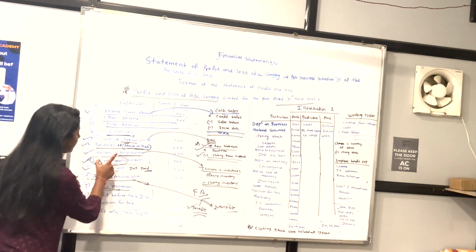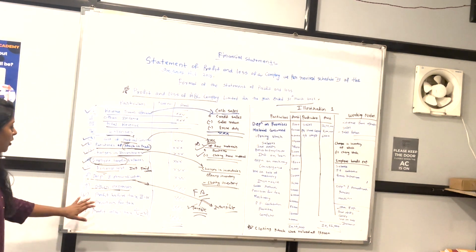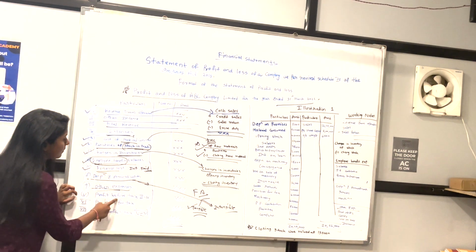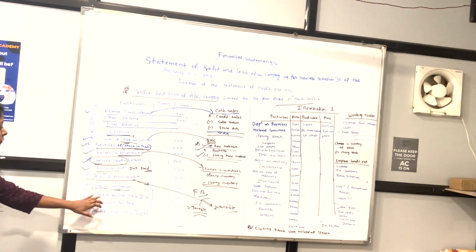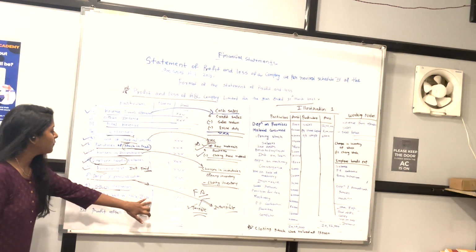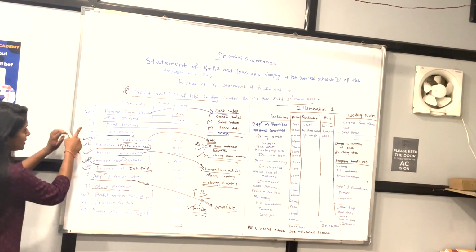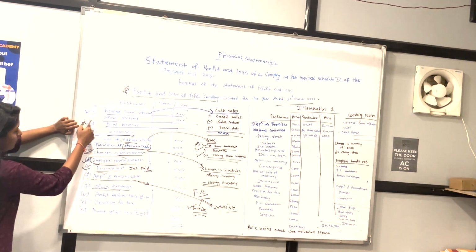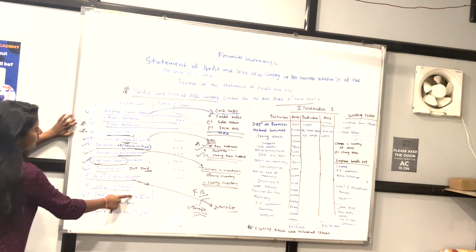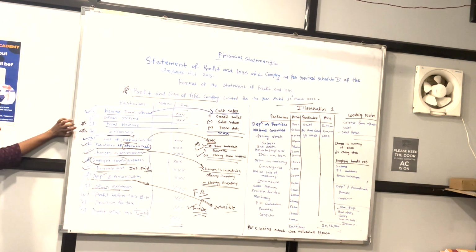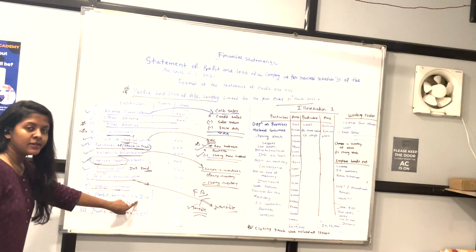Then after calculating all these things, what you have to do is calculate profit before tax. This is the fifth part. Profit before tax, third minus fourth. Third minus fourth means this third, minus your expenses. So profit before tax is your total revenue minus these expenses, and you will get profit before tax.